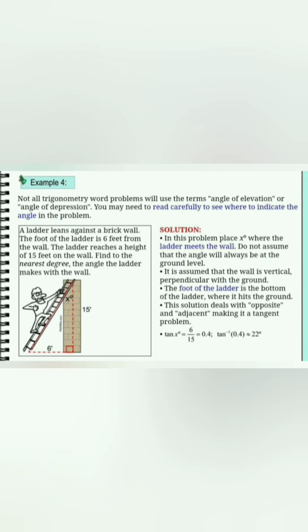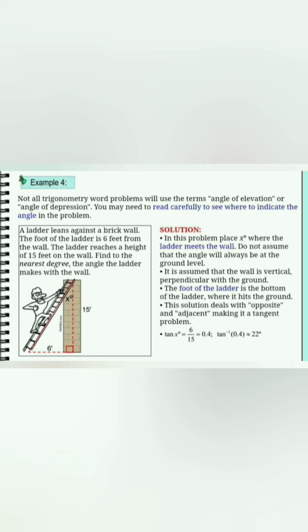Now I'm going to explain example 4. A ladder leans against a brick wall. The foot of the ladder is 6 feet from the wall. The ladder reaches a height of 15 feet on the wall. Find to the nearest degree the angle the ladder makes with the wall.